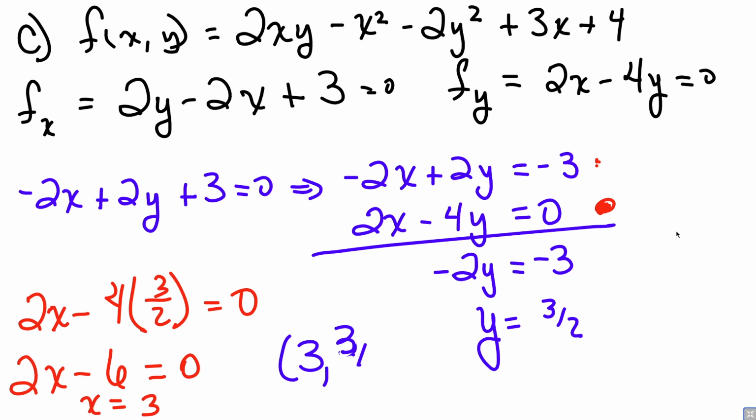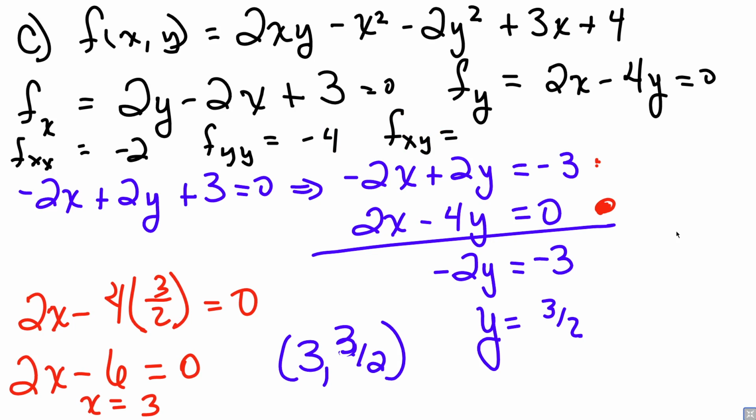We're trying to see if this is going to be a max, local min, or saddle. Before I leave this page, I'm going to go ahead and do the rest of the derivatives. What's going to be the second order partial with respect to x? Negative 2. What's going to be the second order partial with respect to y? Negative 4. And what's going to be the mixed partial? It's going to be 2.